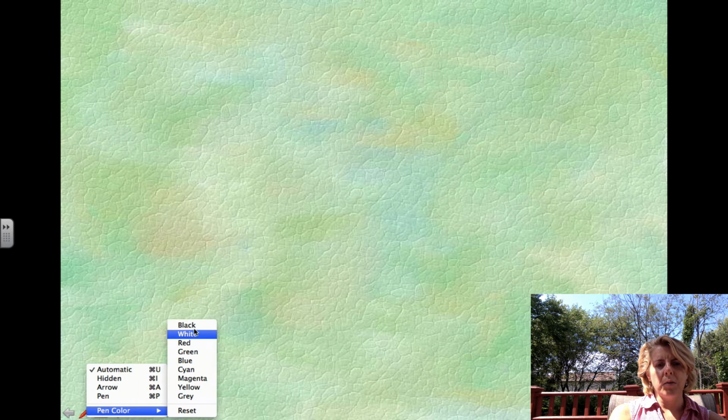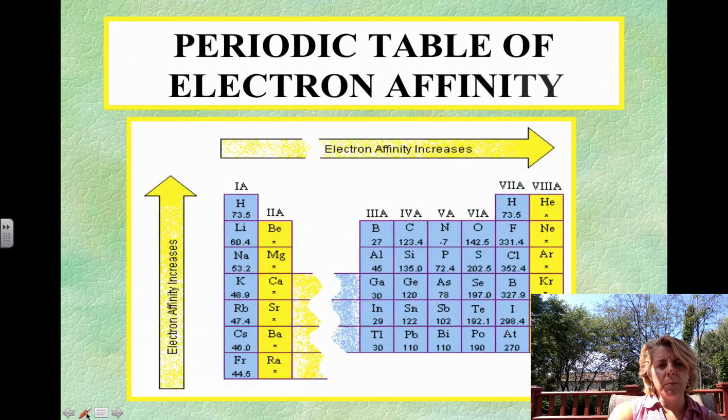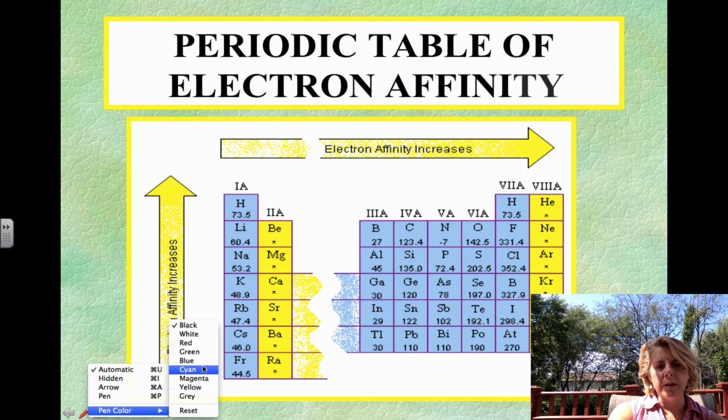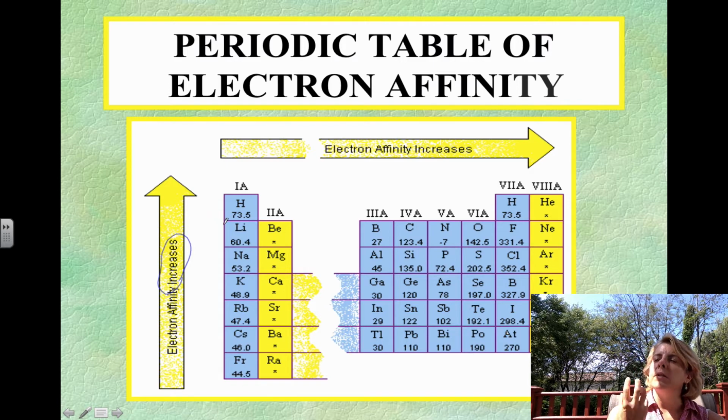Okay, so now we want to talk about electron affinity. And remember, this is the amount of energy that is released when an element accepts an electron. So notice that the electron affinity increases. And that makes sense because as you go up a group towards the top, those electrons are more tightly held, so more energy is going to be released as it accepts an electron.